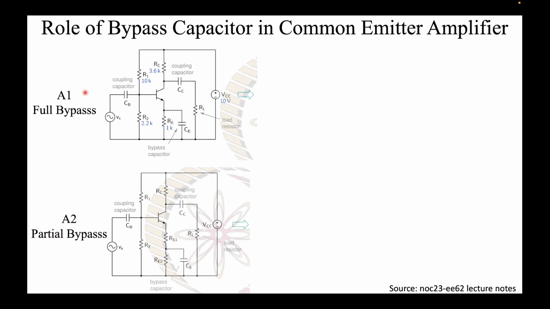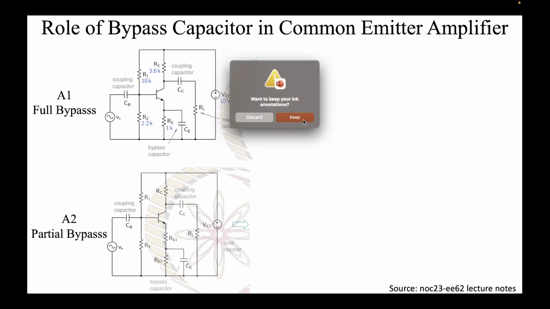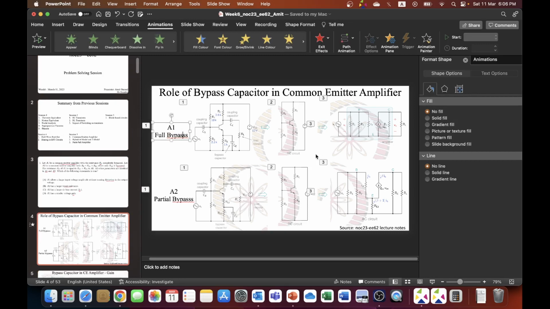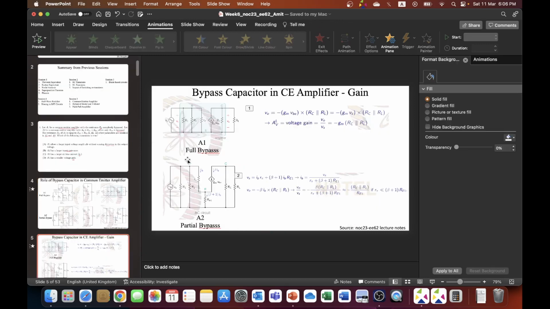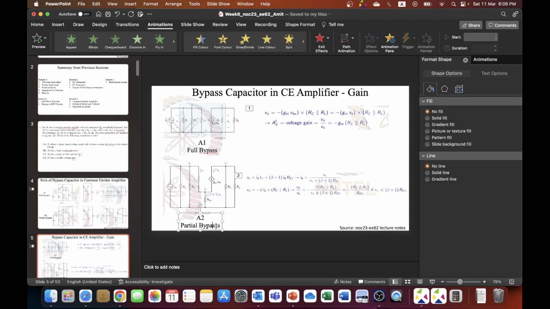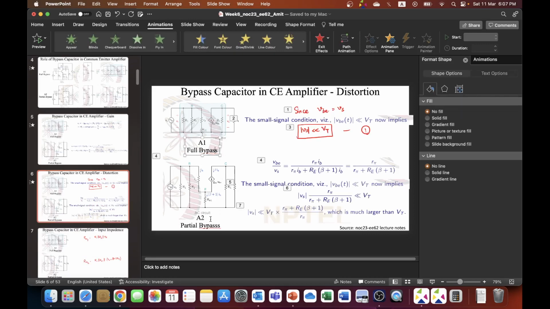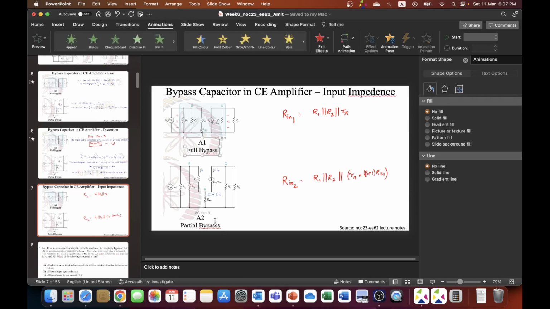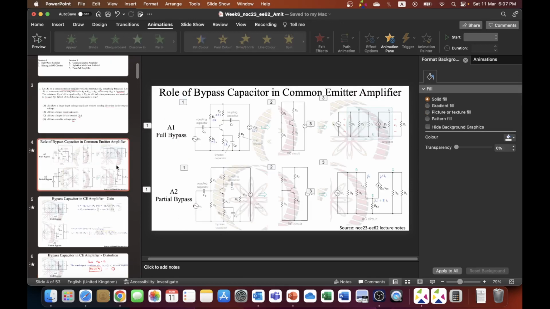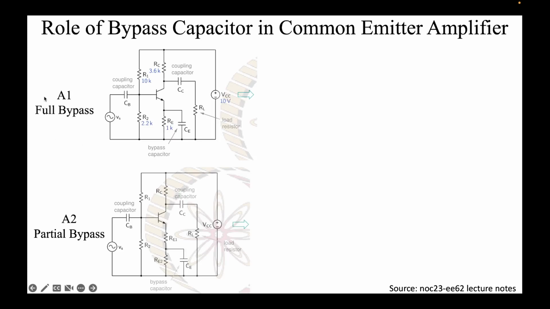This is what I'm defining as the full bypass. Pardon the spelling mistake, this should be a single S. So we are studying this, what I call the full bypass. You see this resistor RE over here; RE and RC are completely in parallel. And in this case, what I define as the partial bypass, only RE2 is bypassed, RE1 is not bypassed.